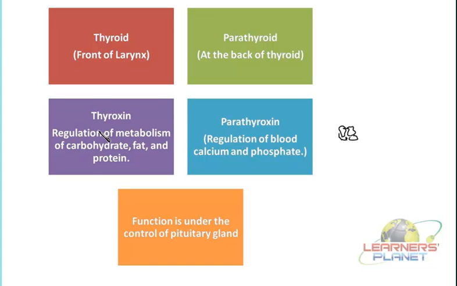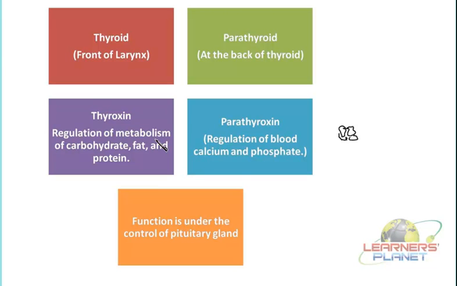Now next is the hormone which is secreted by each gland. The thyroid is secreting a hormone known as thyroxine. What is this thyroxine doing? What is the function of this hormone? This hormone controls the regulation of organic compounds, that means regulation of metabolism. You know very well what metabolism is. Metabolism is the sum of all the biochemical reactions taking place inside a living system.